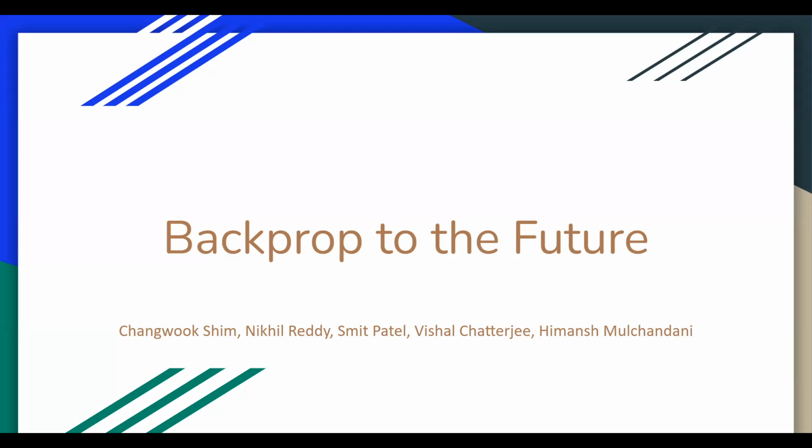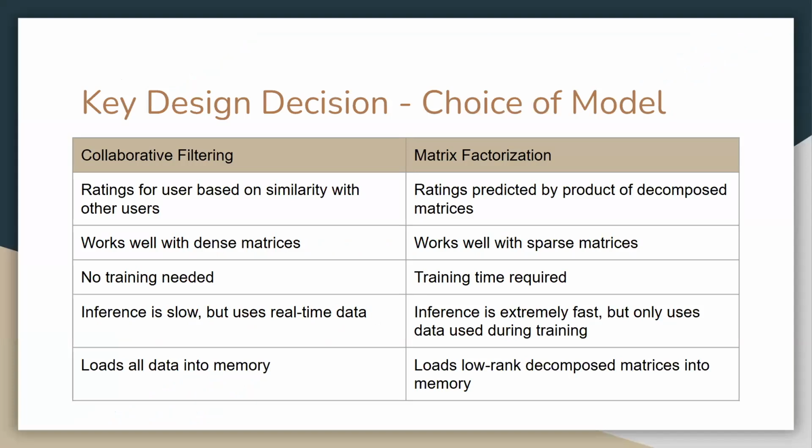Our first key design decision was our choice of model. We had two main models that we were deciding between. First, we had collaborative filtering, where users have their ratings predicted based on some similarity with other users. Collaborative filtering works well with dense matrices, does not require any training, and has slow inference, but it uses real-time data during inference. Finally, it loads all relevant data into memory when making predictions.